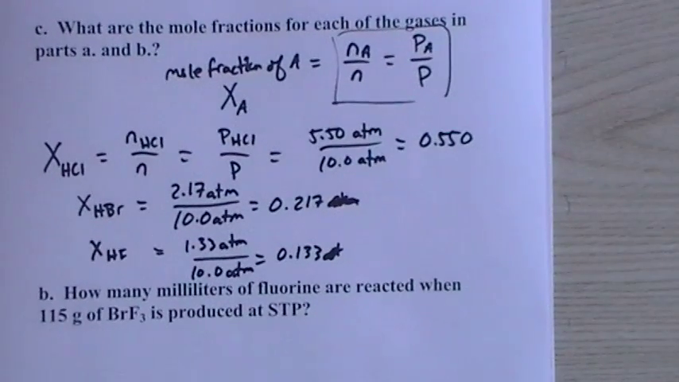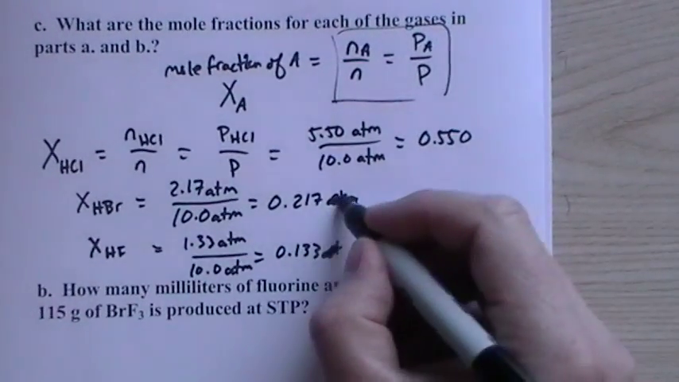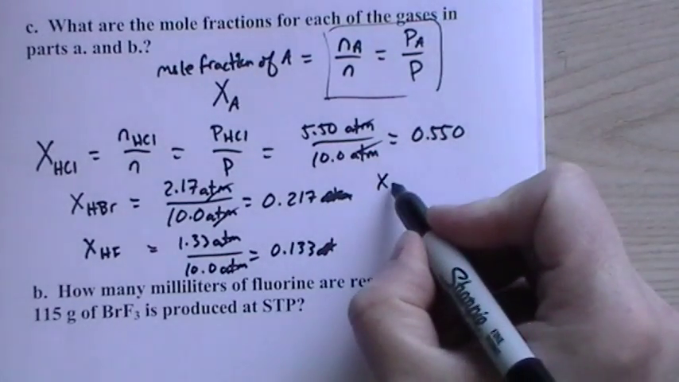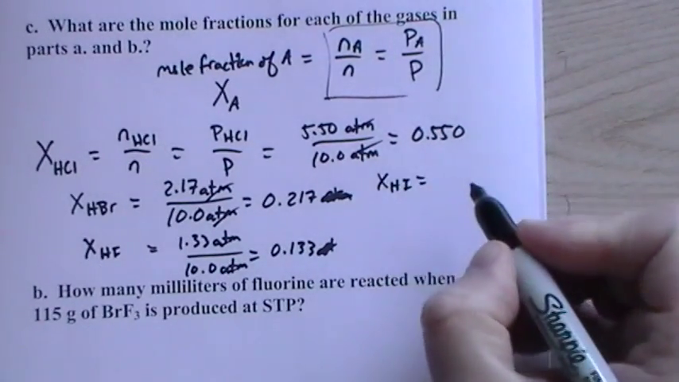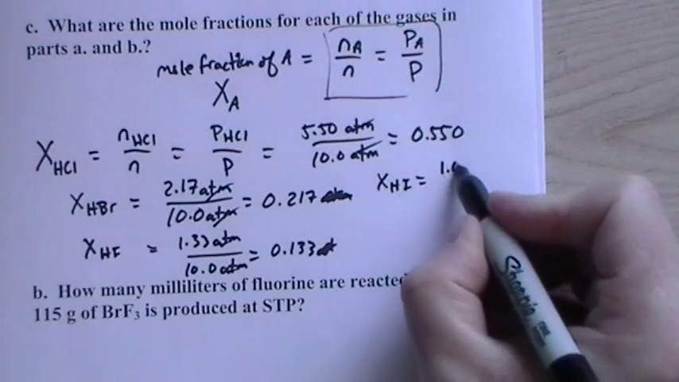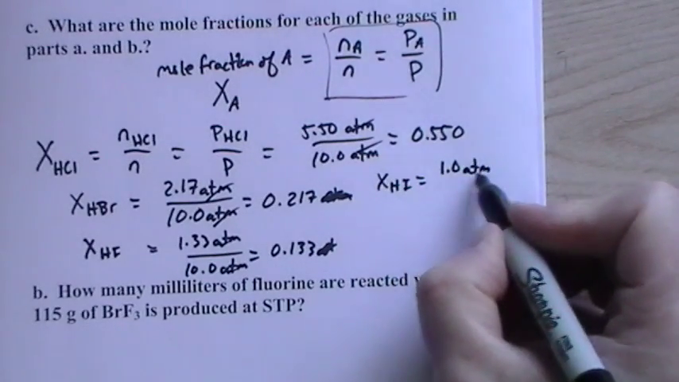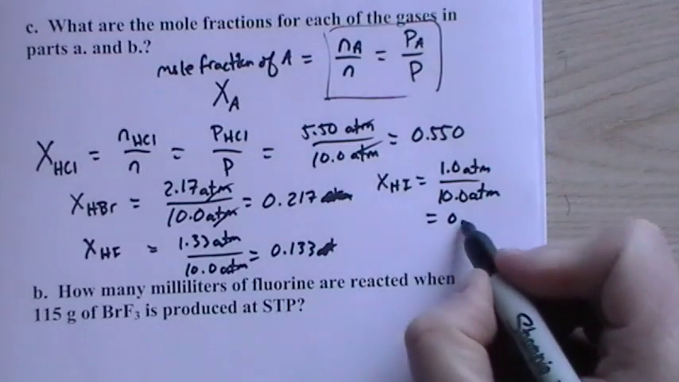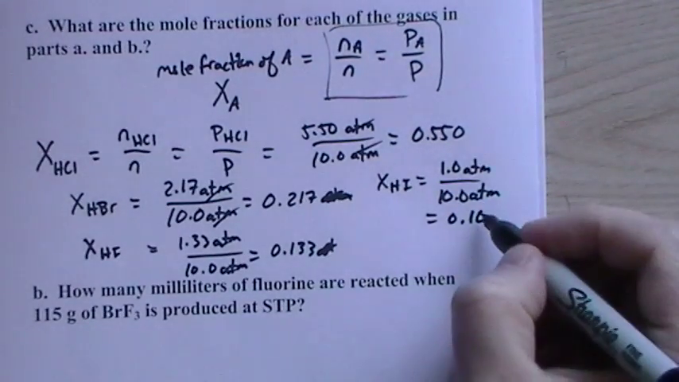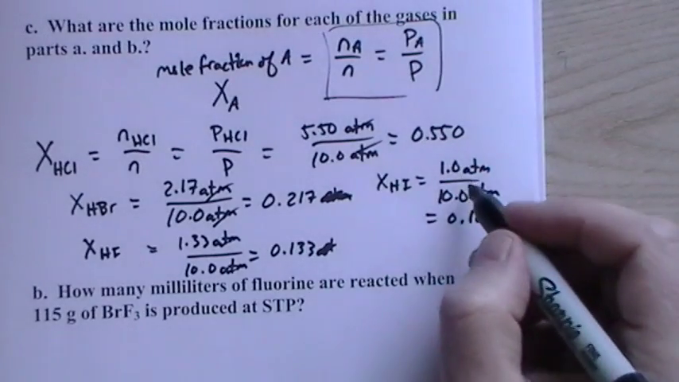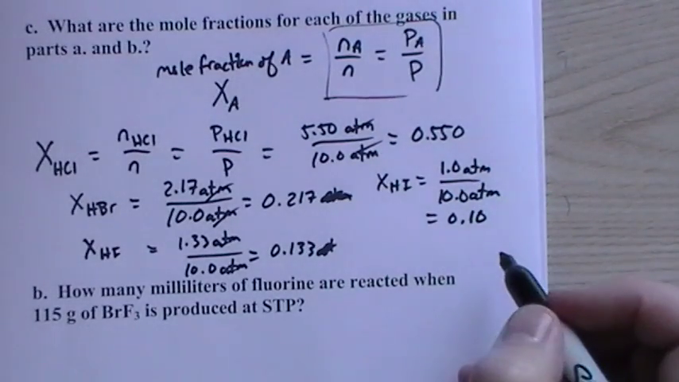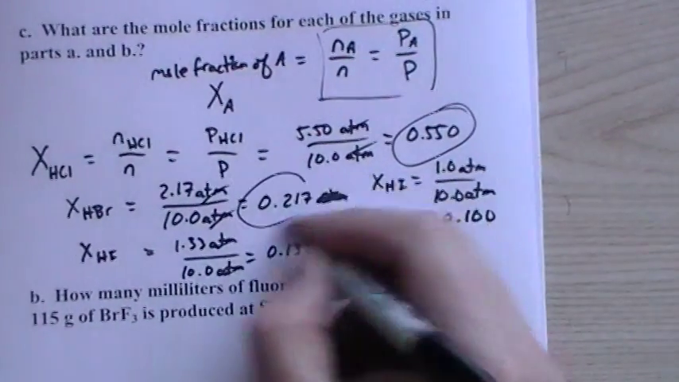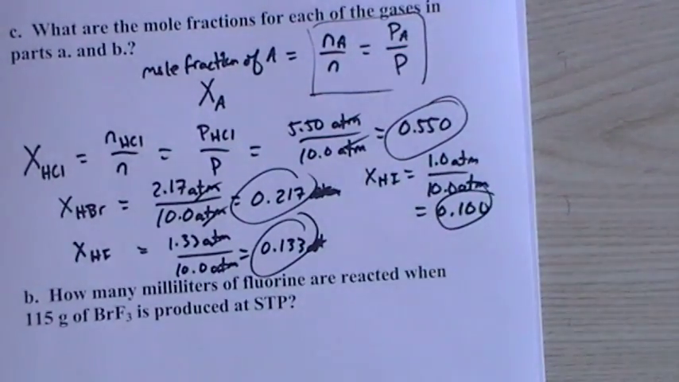And then no units here. Mole fraction is just a fraction. It's just a number. You can see that the units cancel though. And then the mole fraction of HI is 1 atmosphere over 10 atmospheres, and so this comes out to be 0.10. Due to the loss of a significant figure, we have to leave that as 2, but I'll just make it 3 so that we can have all of these match up in decimal place.